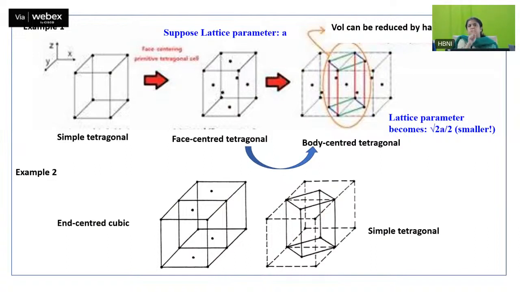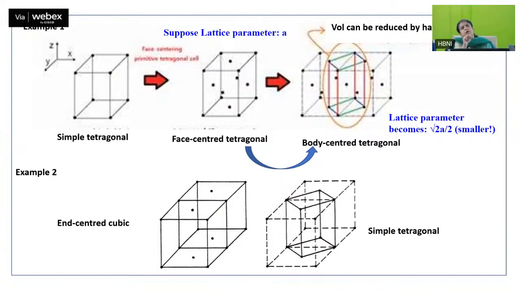Now a by root 2 is smaller than a, isn't it? If a by root 2 is smaller than a, I would go with this unit cell and not with the face-centered tetragonal. Now you carefully observe that third figure. What is that unit cell? Suppose my unit cell was centered. It is again tetragonal, but body-centered. That means if I have a face-centered tetragonal Bravais lattice, I can represent it by a body-centered tetragonal Bravais lattice, which has got a smaller volume. So by convention, this should be my unit cell, okay?